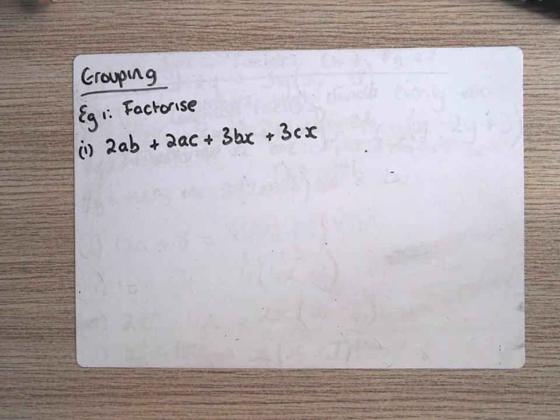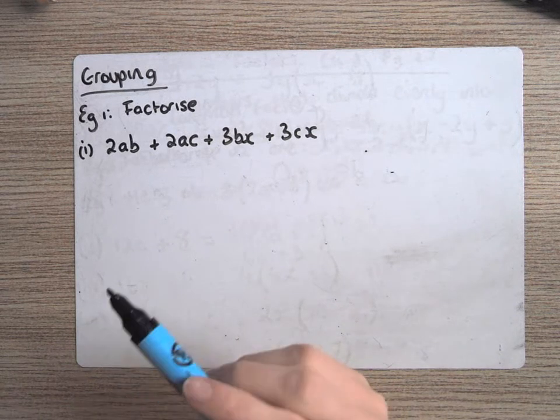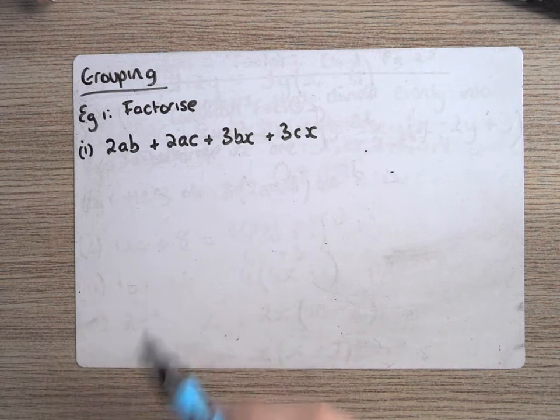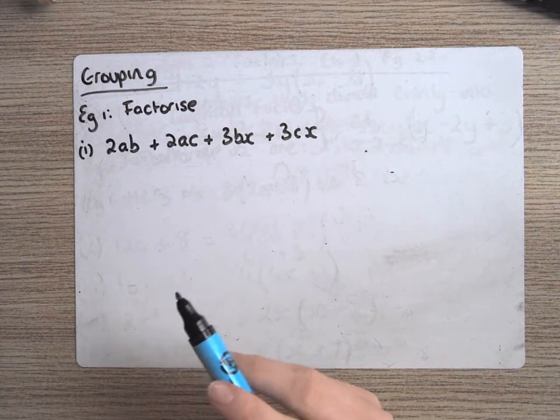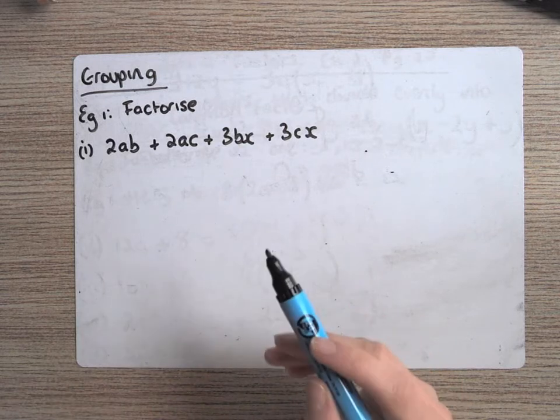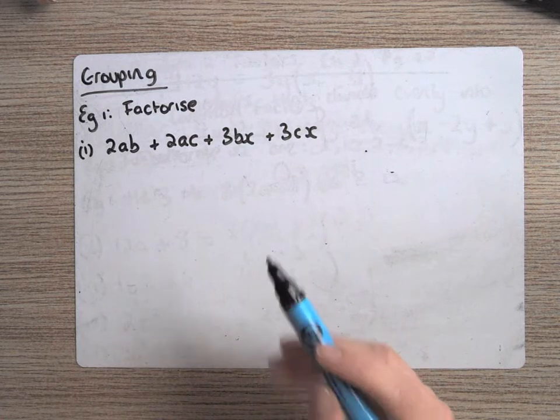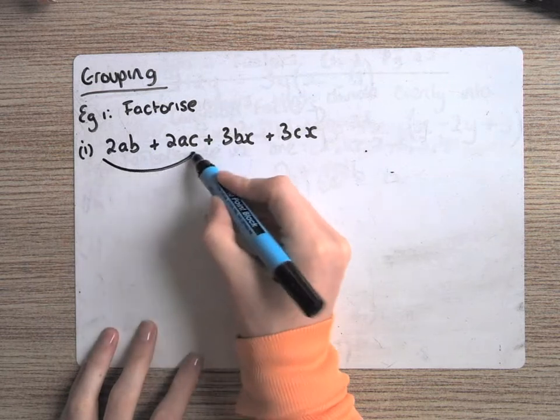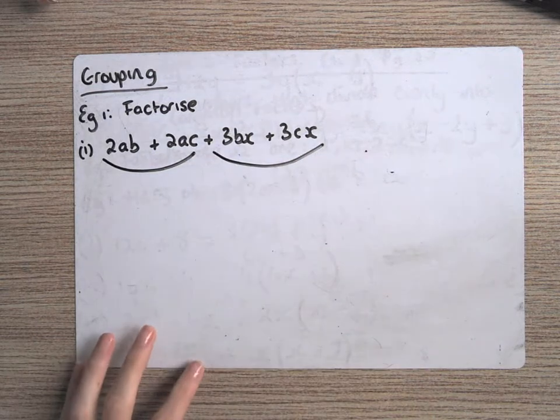Okay, so the first type of factorizing we did was highest common factor. Second type is grouping, okay? Now grouping, it still is the same as highest common factor, but you have to group terms together, okay? So you're going to group the ones that have similar things. Normally, it's the first two and the second two, okay?